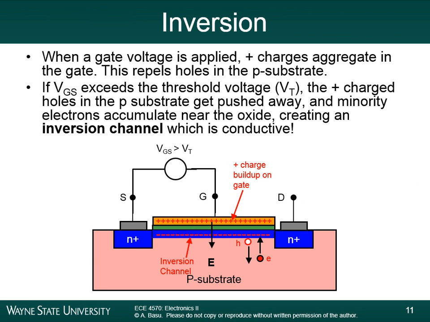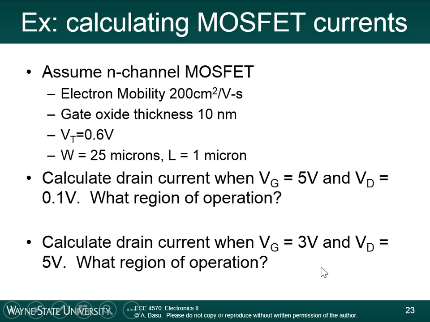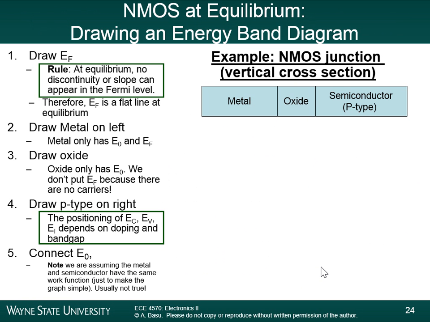So remember, in this class, I want you to have an understanding of the physical interpretation of what is happening and also the energy band interpretation of what is happening. So today we're going to focus on the energy band interpretation. All right, so we're going to draw energy band diagrams for the NMOS device at various modes of operation, just like we did. We drew energy band diagrams for the diode in forward and reverse bias and at equilibrium. So we're going to start off by drawing the energy band diagram at equilibrium.